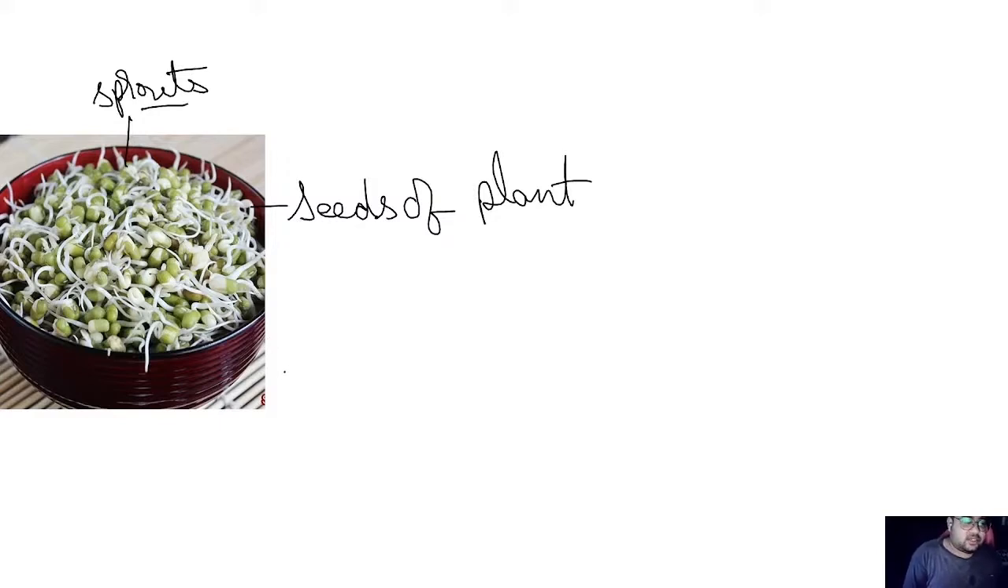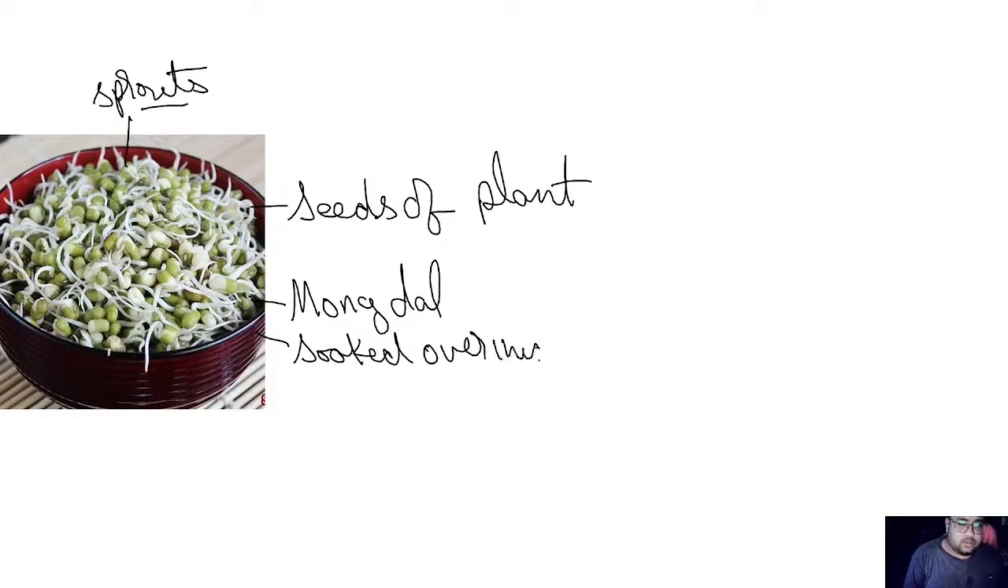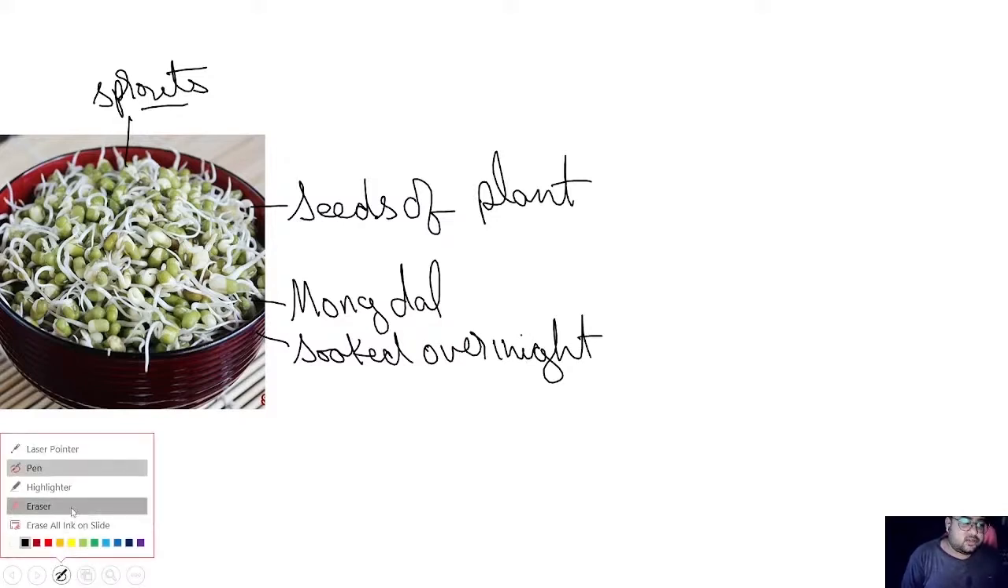So this is a small activity. Okay, you all can try it if you want. You can see there are tiny roots coming out of these seeds. They're called sprouts once the tiny roots come out of the seeds. Okay, they're known as moong dal. So what happens to them is they have been soaked overnight. They are soaked overnight and they convert into sprouts. Okay, this is how seeds are.